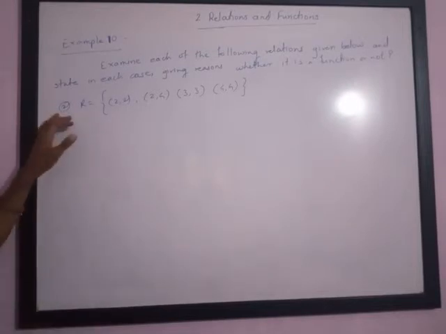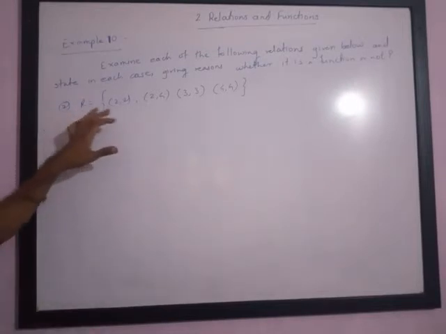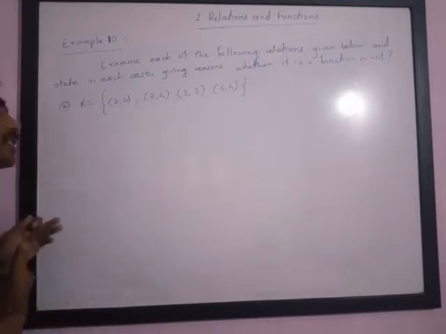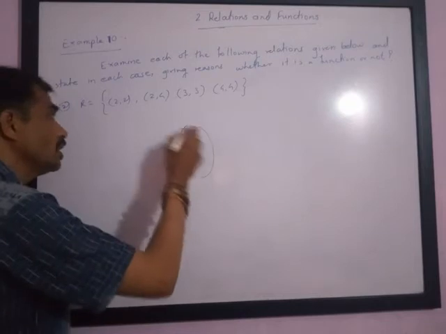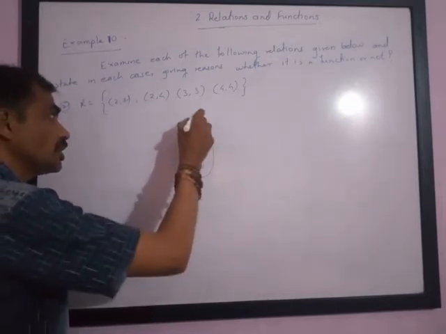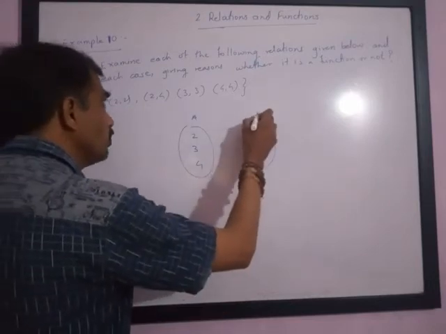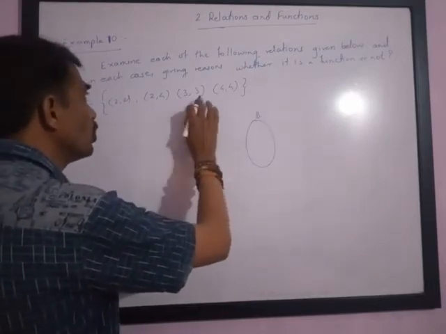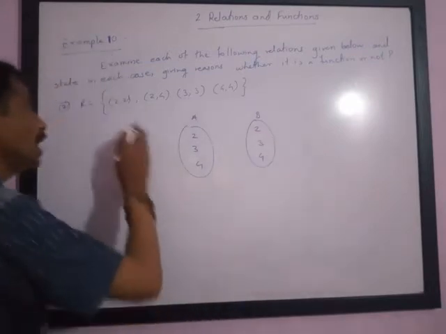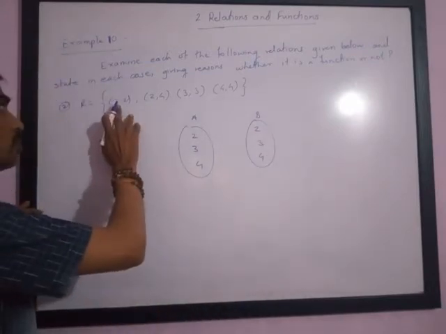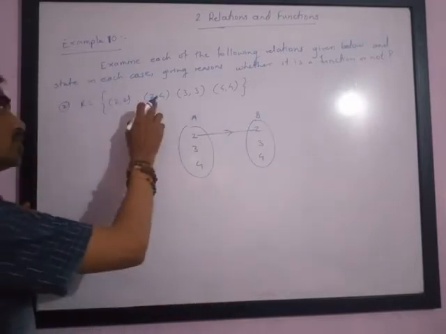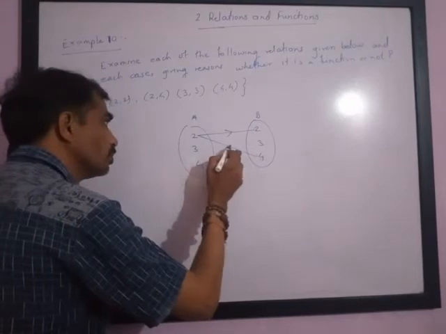Now see, the second problem asked is: R is a relation of (2,2), (2,4), (3,3) and (4,4). From this, let us try to write the domain and range. So we will get A is the set of 2, 3 and 4, and B is the set of 2, 3, 4. Then understand this, 2 has an image 2. Then next, 2 has image 4.